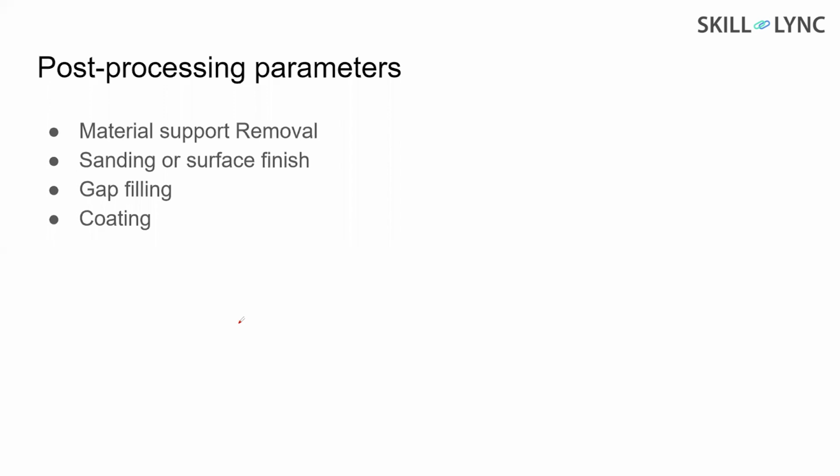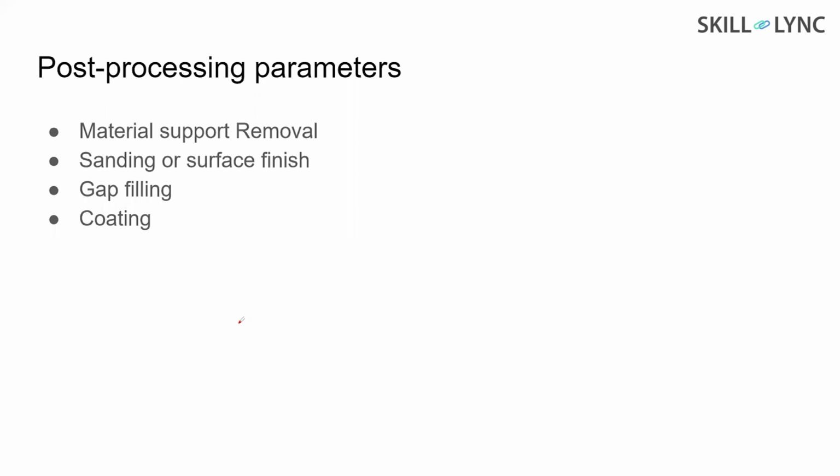So in layer thickness, what happened? Let us assume we used a 0.8 mm nozzle. In that particular case, layers will be much bigger, and we will not have that good of a surface finish. Next is gaps. There may be some gaps inside our model. In those cases, what we should do after building my model, those things are called your post-processing parameters.